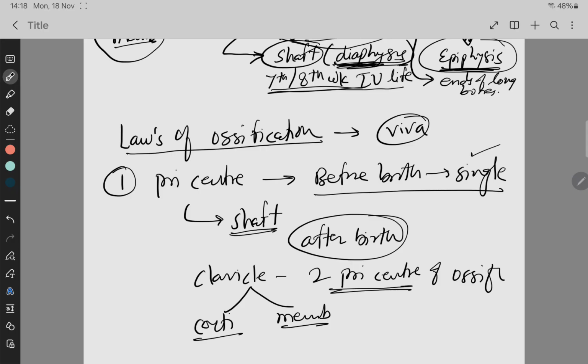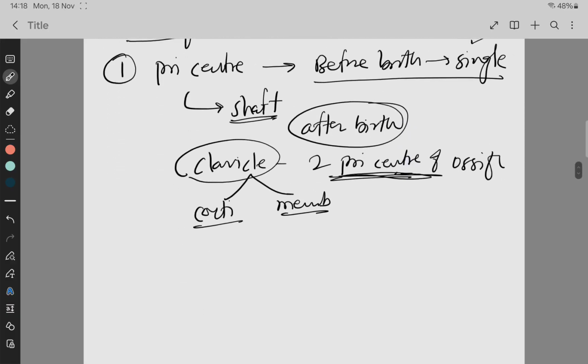ossification. So first law of ossification: primary centers appear before birth and they are usually single, and exceptions to this law are the clavicle, which has two primary centers of ossification, and the cuneiform and navicular bone, which are tarsal bones that ossify after birth. Second law of ossification is: secondary centers of ossification appear after birth and can be single or multiple.